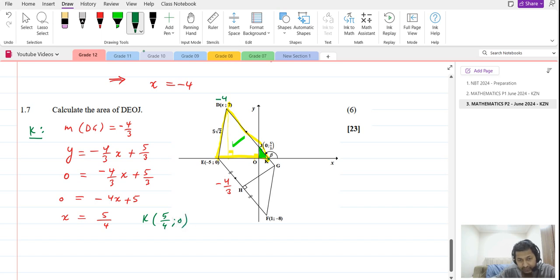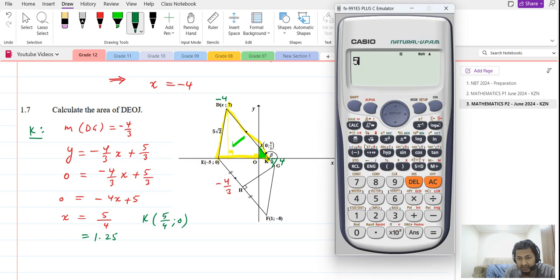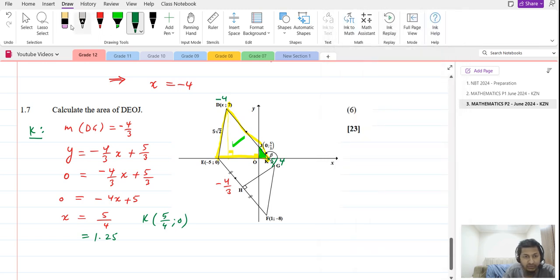So let's put 5/4 here. The value is 5/4 over here. So we know the distance from -5. Remember, 5/4 is the same thing as saying 1.25, right? So let's just say 1.25 instead of 5/4. Now we can find the area of triangle DEK.